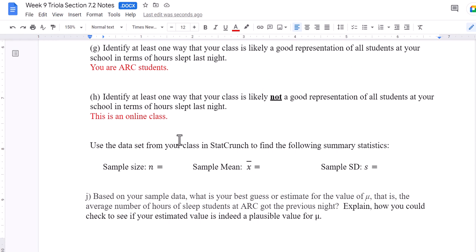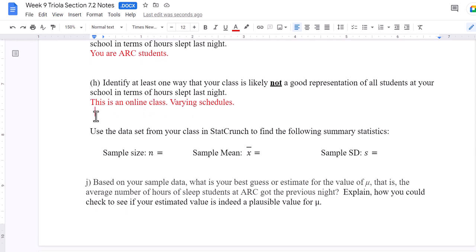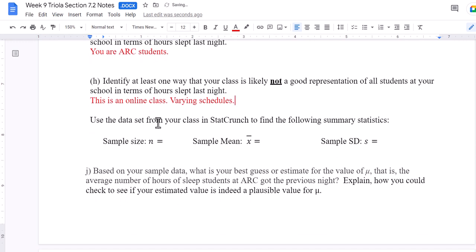Maybe the reason you're taking this class online is because you work full time. So, varying schedules. If you work full time and then you're taking this class, that may affect the hours of sleep that you get at night. So there could be various things, right? This isn't representative of all ARC students. So there are some drawbacks to having a convenient sample like this.